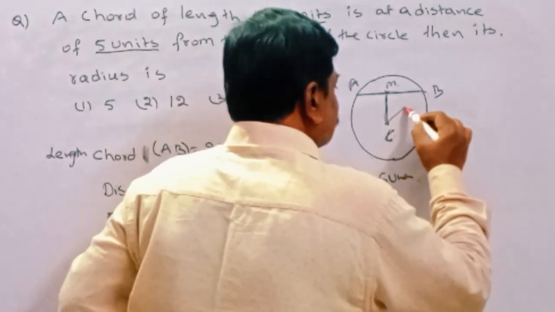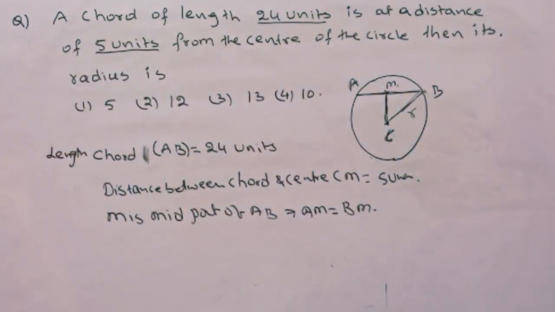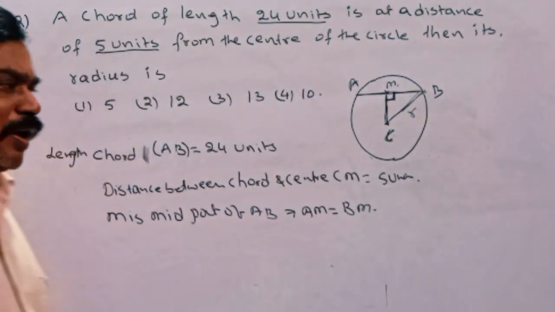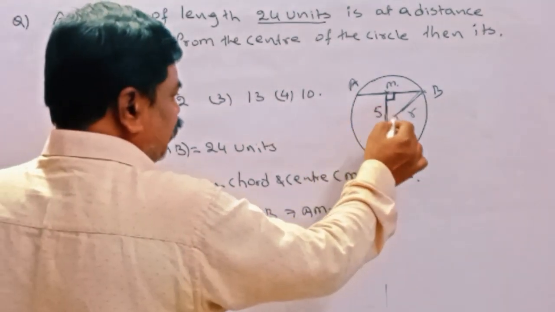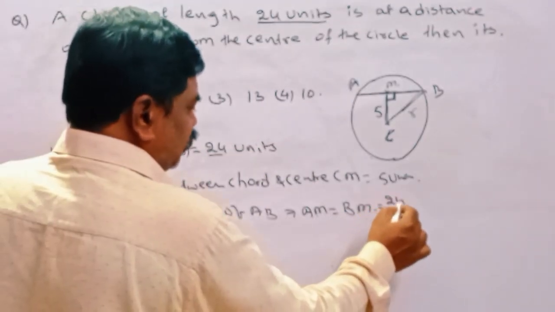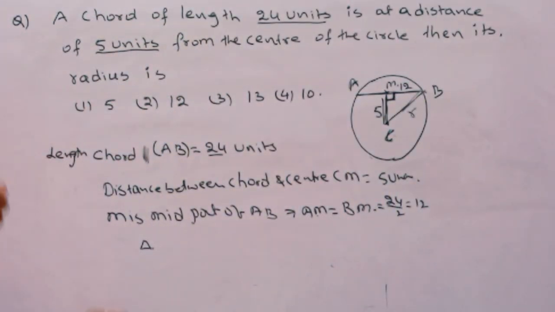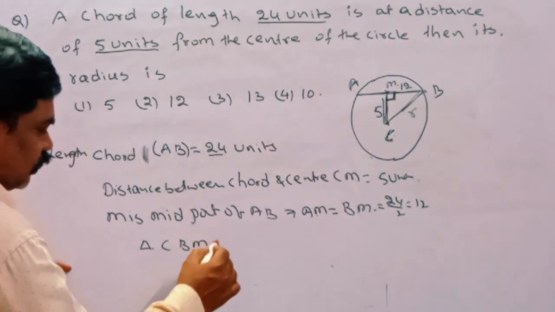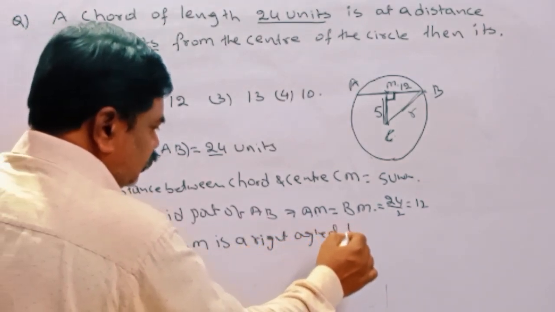So you observe, this is the radius of the circle, and this is perpendicular, 90 degrees. Therefore, in the triangle, this is 5, and M is the midpoint, so 24 by 2 is equal to 12. This is 12, this is 5. Then triangle CBM is a right angled triangle.